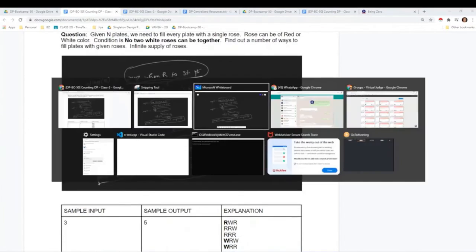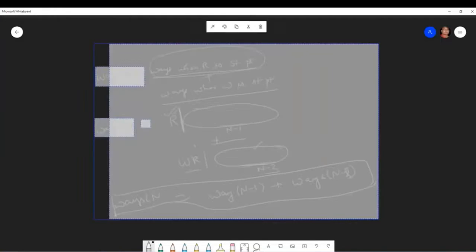So now we will actually draw our tree. Let's go ahead with 3 spaces. 3 plates are there. N is 3.